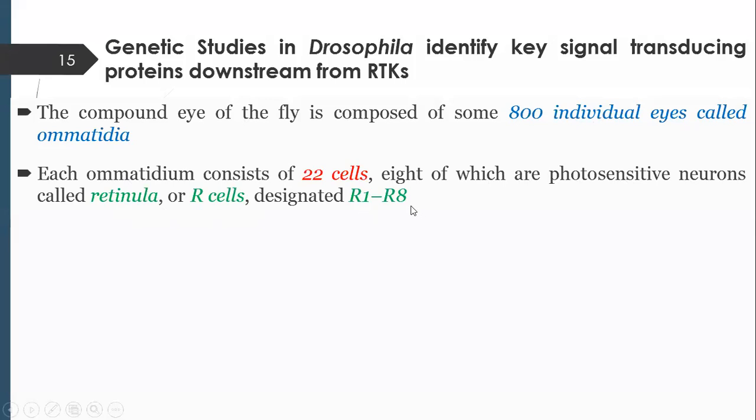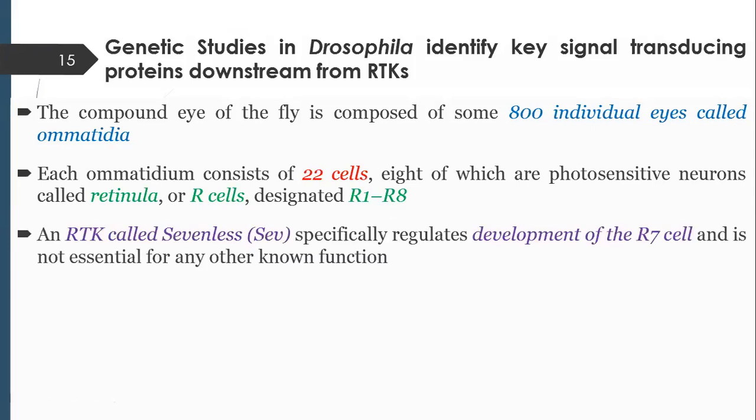R8 के बारे में हम देख चुके हैं कि that is inside of the eye, और जो R7 है that will be shorter and towards the outside of the eye. So अब these RTKs जो हैं, इसके रिसेप्टर को called sevenless, एक रिसेप्टर है जिसको sevenless कहेंगे, SEV. इससे पहले हम SOS पढ़ चुके हैं, son of sevenless, so that was GEF, but this is a receptor actually, sevenless रिसेप्टर है ये, ठीक है। So ये रिसेप्टर specially regulates development of R7 cells.